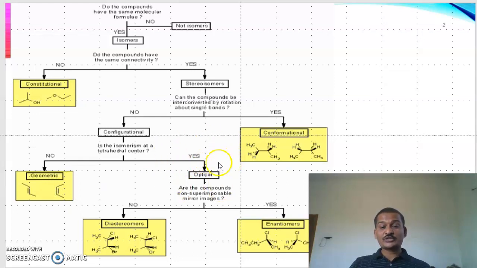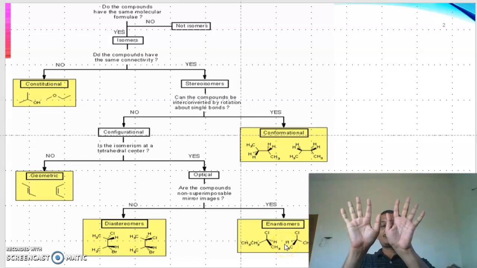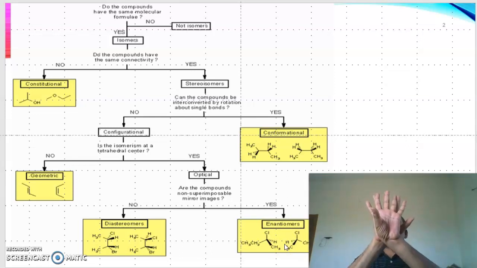And optical isomers are again subdivided into two types, enantiomers and diastereomers. Now, what is the difference between enantiomers and diastereomers? Enantiomers are the isomers which are non-superimposable mirror images. Means these two isomers are mirror images of each other but non-superimposable. Like our hands. These two hands look like mirror images of each other, but they are not superimposable. So these are called enantiomers.